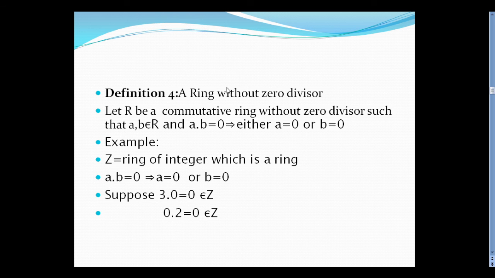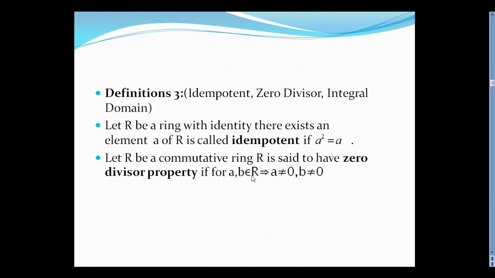Definition 4. A ring without zero divisor. So here A not equal to 0, B not equal to 0. The formula is A dot B, where A, B belong to R. We write it as A dot B belongs to R.